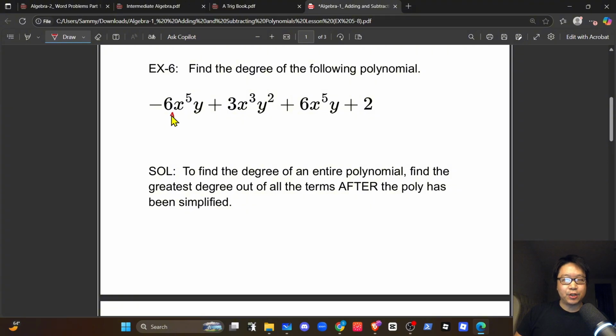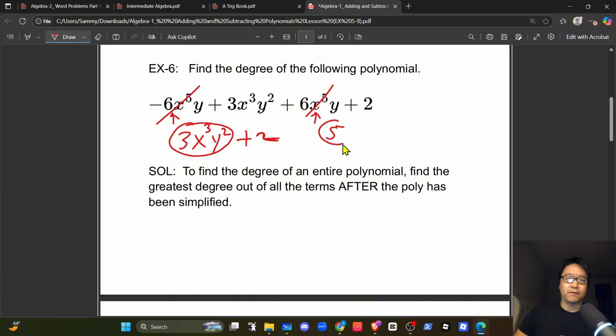So as you can see in this one, here we have negative 6x to the fifth power y, and then positive 6x to the fifth power y. Since these have opposite signs, they cancel out. Okay, so simplified, this polynomial boils down to 3x cubed y squared plus 2. Okay, so the degree of this term is 5. And as I've mentioned before, the degree of a constant is 0. So the degree of the whole polynomial would be just 5.